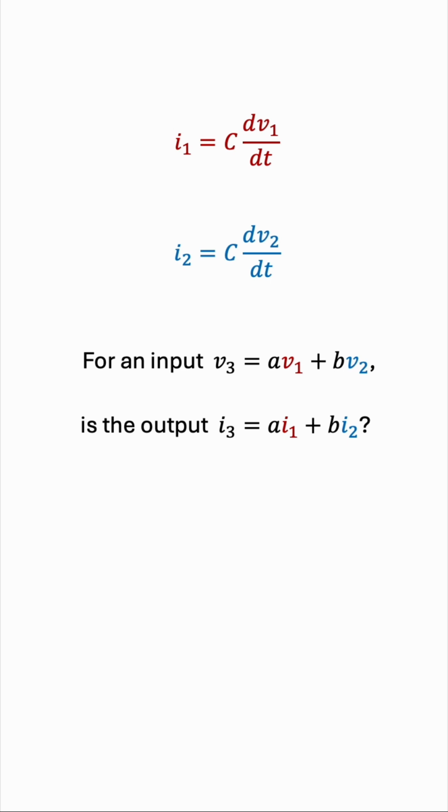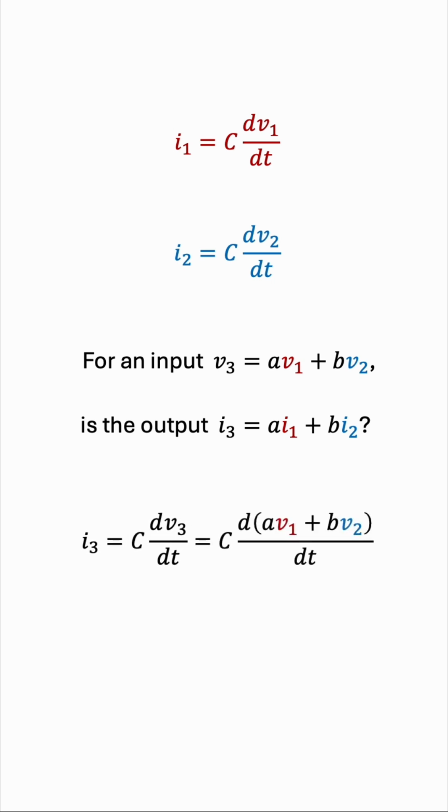Let's check this. I3, of course, is C times dV3 by dt. V3 is the linear combination of V1 and V2. And now, the derivative is a linear term, meaning we can expand and have the derivative of A V1 plus the derivative of B V2. Constants can be taken outside the derivative operator, so we can take the A and the B to the front. And now we can expand.